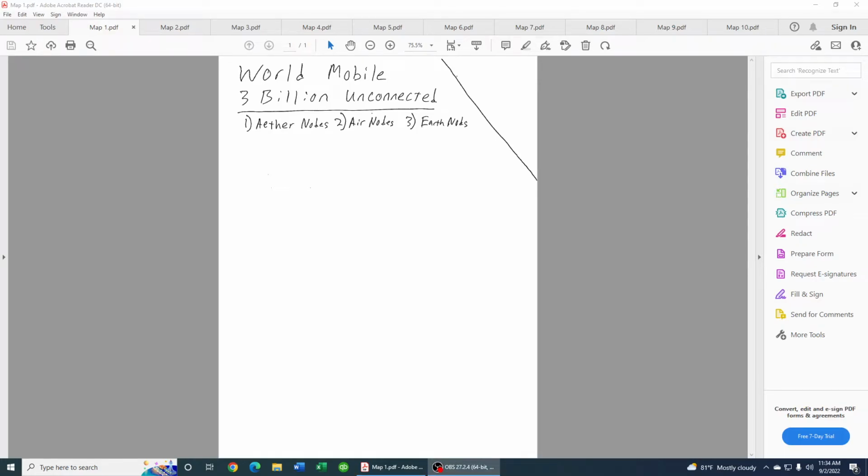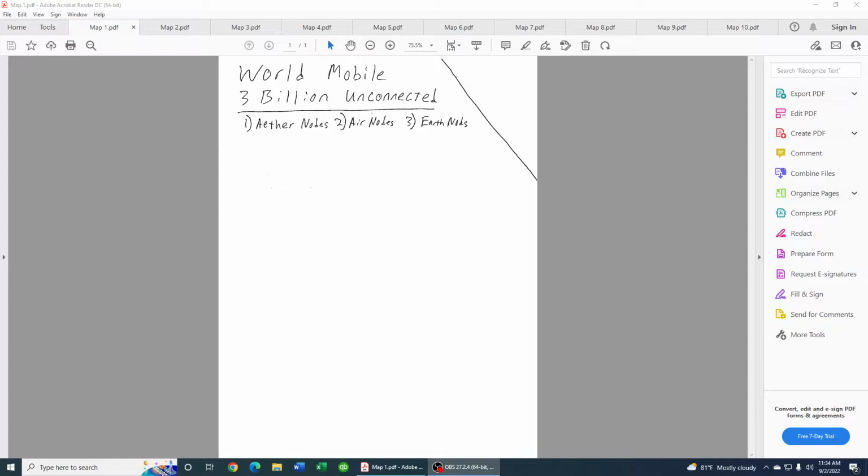So what is World Mobile? World Mobile is a telecom company, or a mobile network operator, that seeks to connect the 3 billion unconnected people on the planet. They plan to do this by using blockchain technology and something called the sharing economy, incentivizing each player in the economy to do their part.